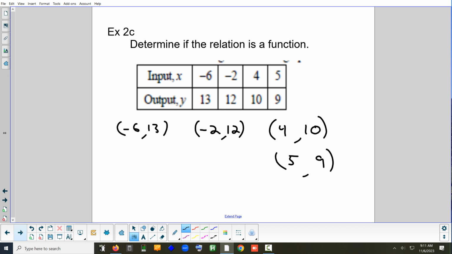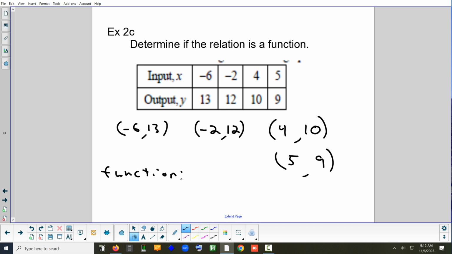Are they asking this time what the domain is? No. Are they asking for the range? No. They don't care about that. The only thing they want to know is: is it a function? So what do we have to check? Do we check the x's or the y's? You only need to check one of them. Yes, you check the x's. And what do you have to check for? If there's any repeats. And if there is a repeat, what does that mean? It's not a function.